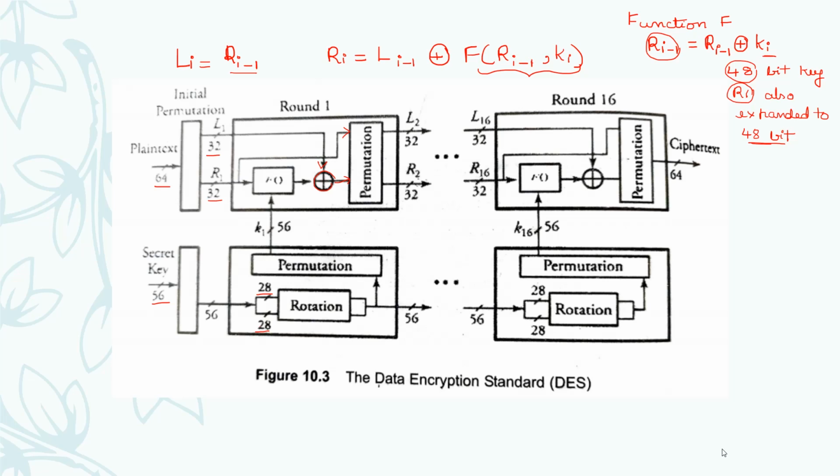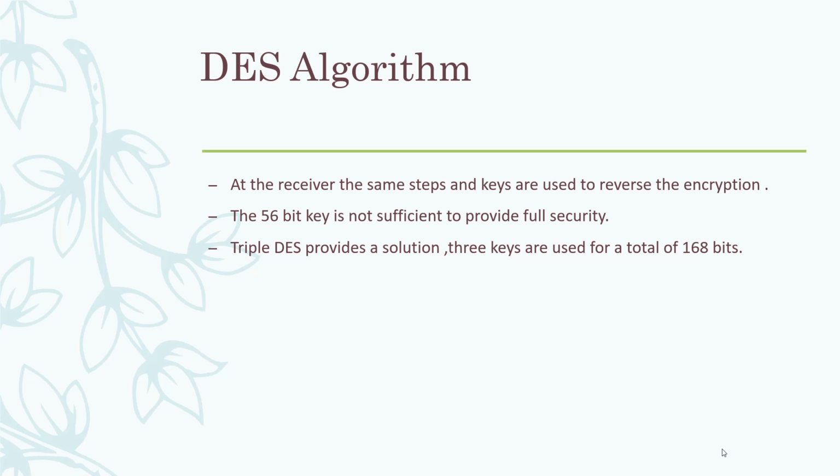Usually the DES algorithm will have 16 rounds, and after 16 rounds you get a ciphertext of 64 bits. At the receiver side, the same steps and the keys are used to reverse the encryption. The 56-bit key is not sufficient to provide full security. So instead of DES, nowadays triple DES is used. It provides better security because it uses 3 keys of total 168 bits in length.